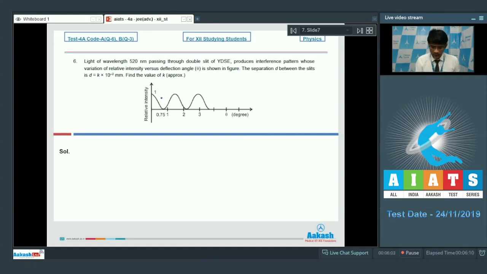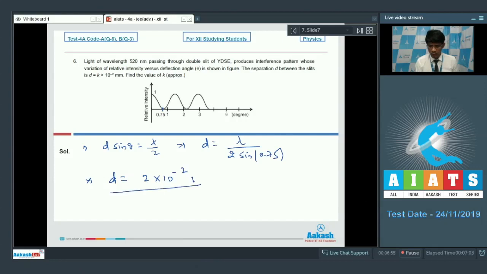I would say this is the distance or the angular position at which the first minima occurs. Should I write it down as d sine theta is equal to, for first minima it is how much? Lambda by 2, or d would be lambda divided by 2 sine of 0.75. On calculation, we'll be getting this answer almost very close to 2 into 10 to the power minus 2 mm. Just place the value of sine 0.75 here. Well, so for question number 6, we are having 2 as the answer. Now we shall proceed to the next question.